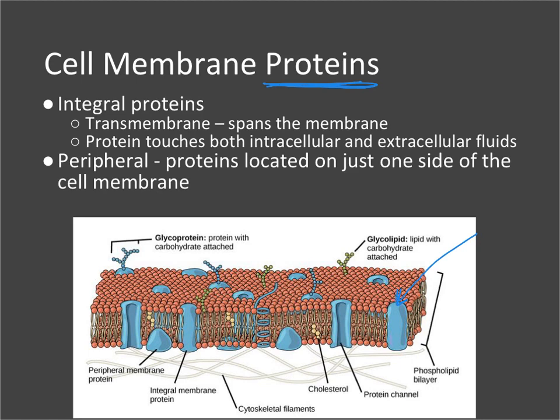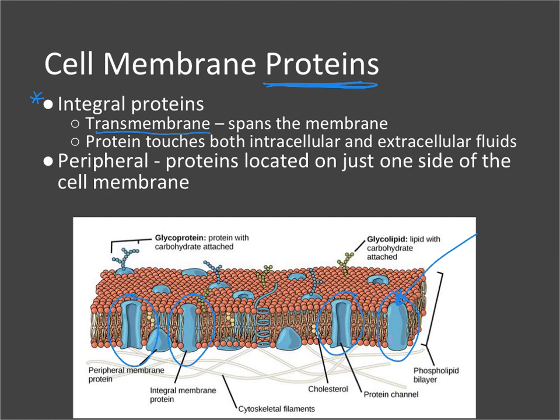And there are two main classes of proteins. The integral proteins are ones that cross all the way, or span, all the way across the phospholipid bilayer. So you can see these proteins here where they are touching both the inside and the outside of the cell. These are our integral proteins. And you might also see them referred to as transmembrane because they span the membrane. They go to both sides of the membrane.